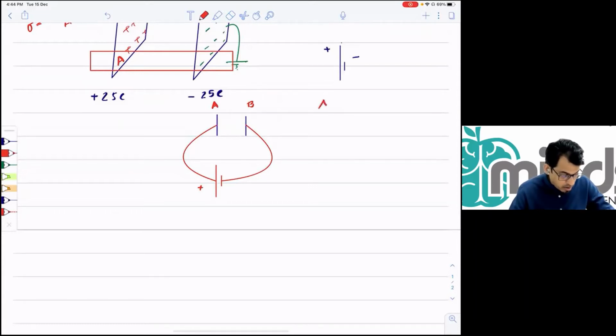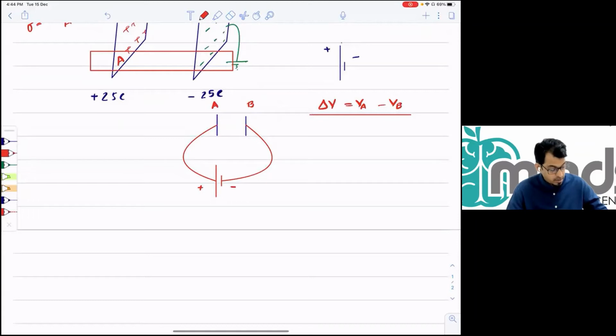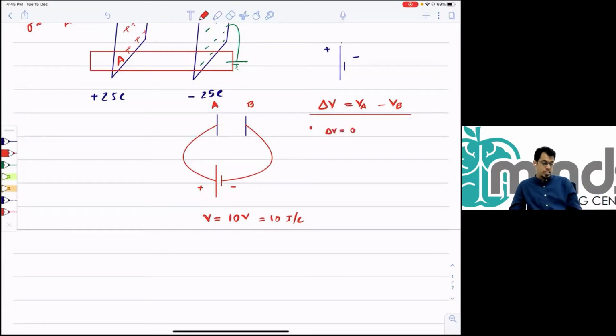So let me write here the potential difference VA minus VB. And the voltage of this cell is, let's say, 10 volt. Now 10 volt means it can provide 10 joules per coulomb. Initially, the charge on A and the charge on B is 0. When the charge on A and B is 0, this potential difference is 0.